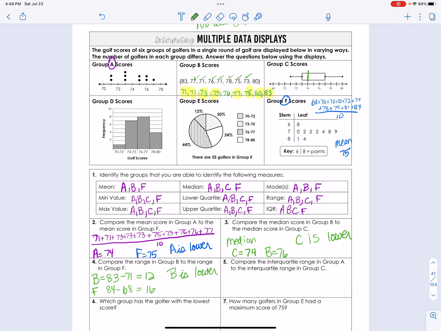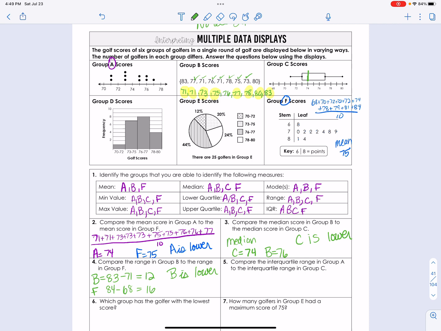I don't think you can tell me who's the better golfers in that one, though, because you could just tell me the range. B's might be lower, but maybe they all shot in the hundreds. So that one doesn't really tell you as much about their golf game. It just tells you that group B is probably all the same types of golfers.